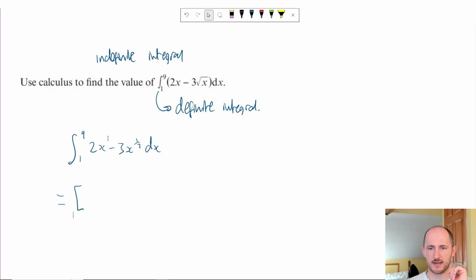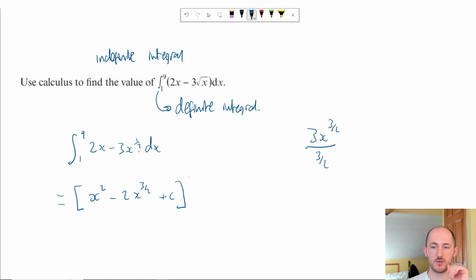But we get 2x to the power of 2 divided by 2, which gives me x squared. Here we're going to have minus 3x to the power of 3 over 2, divided by 3 over 2, which is going to give me 2. So minus 2x to the power of 3 over 2. And then, of course, we're going to have our plus c.